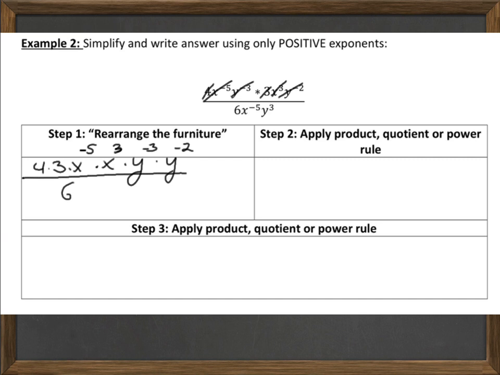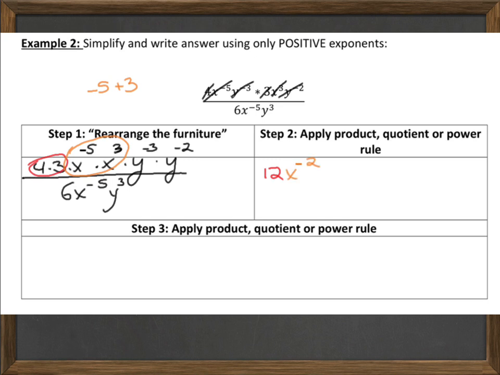Okay, so again, even though it's annoying, I'm still going to write the denominator, which is 6x to the negative 5th, y to the 3rd. Okay, so now, what rule can I apply? Well, to me, the most visually obvious rule that I think I should apply is the product rule in the numerator. So 4 times 3 is 12. Okay, then we have x to the negative 5th times x to the 3rd. So we're going to add those exponents. So we have negative 5 plus 3. Negative 5 plus 3 is negative 2.